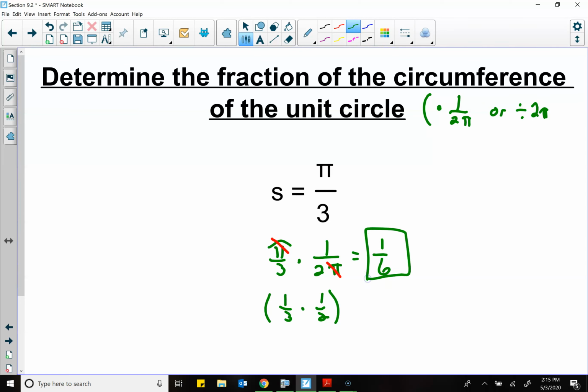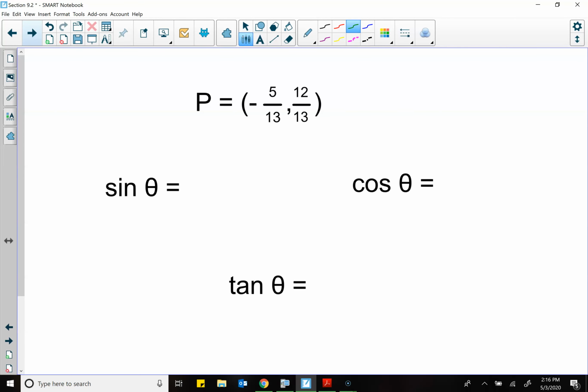That's what they're after. So pi thirds, okay, pi thirds is 1/6 of the unit circle. That's what they're looking for. Just want to know how much it's taking up. Okay, remember S means arc length. Okay, so kind of going back a little bit to 9-1 here. So an arc length of pi thirds is 1/6 of the unit circle. There you go.